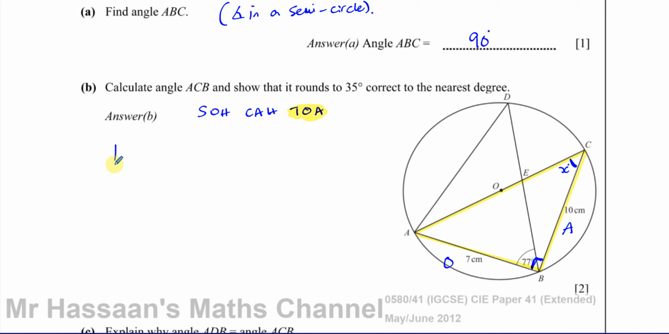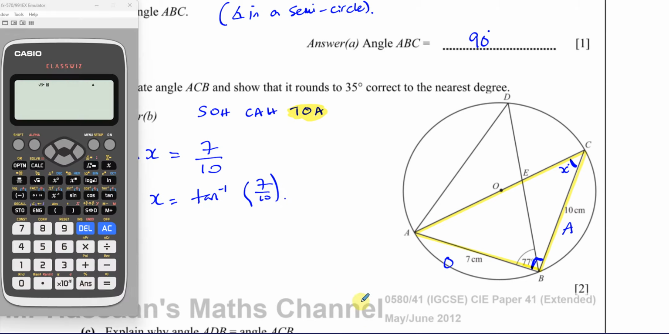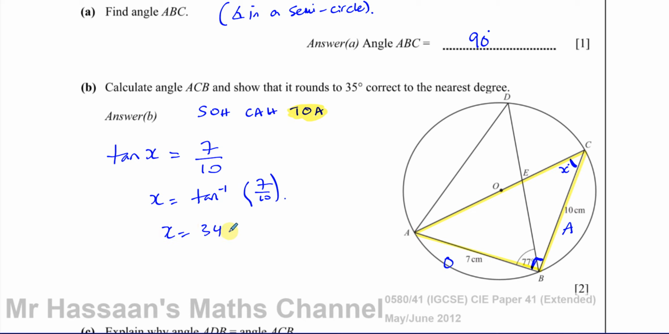So we're going to say that the tangent of the angle that we need, which we've called X, is equal to the opposite side, which is 7, over the adjacent side, which is 10. So that means the angle we need is the inverse tan of 7 over 10. Okay. So we take the calculator, make sure that we are in degree mode, which we are. Shift tan and 7 over 10. And that gives us the angle, which is 34.992. X equals 34.992.